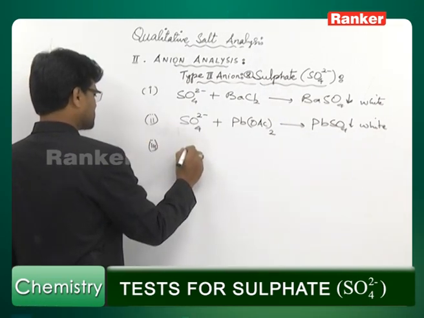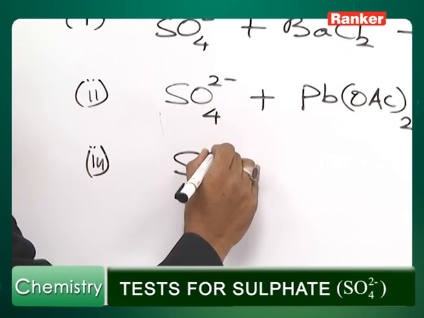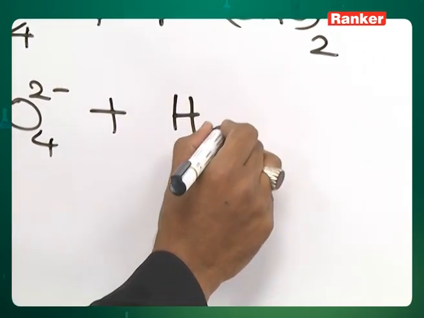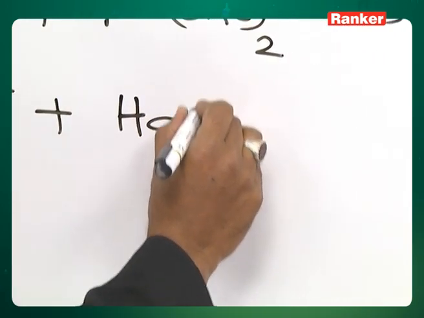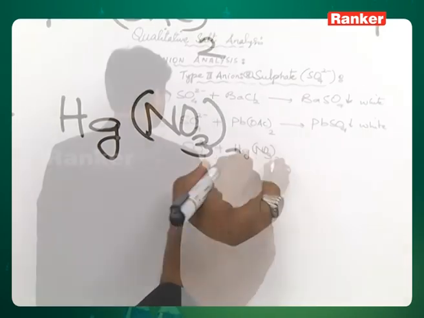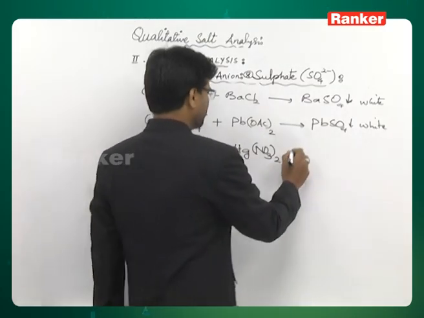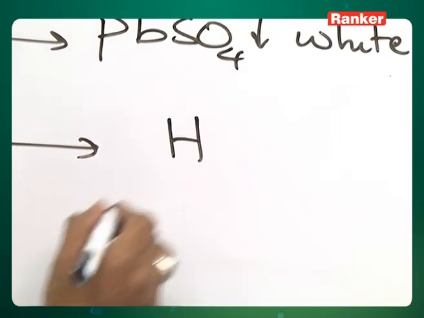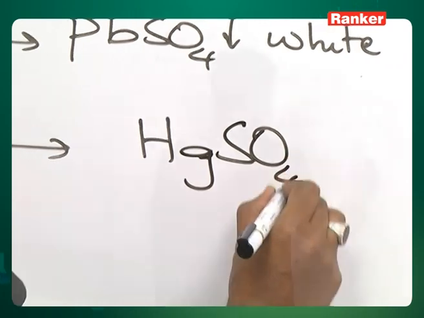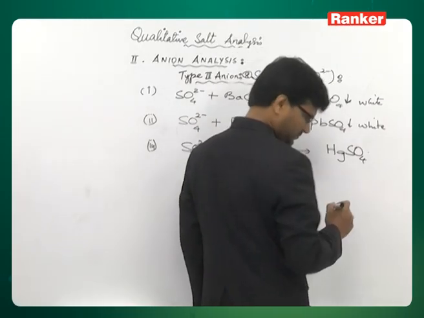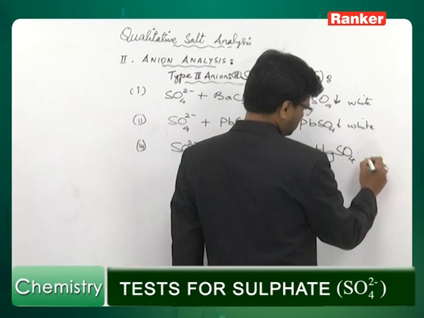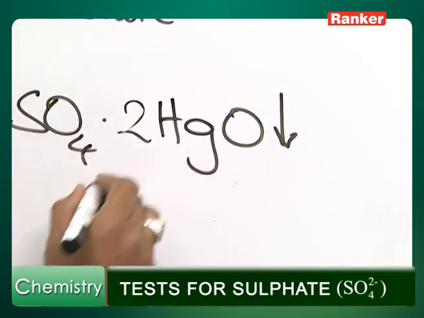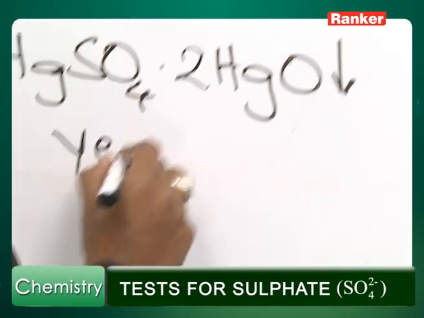One more reaction. Sulphate is made to react with mercuric nitrate. You get a yellow precipitate, HgSO4 dot to HgO. This is a yellow precipitate.